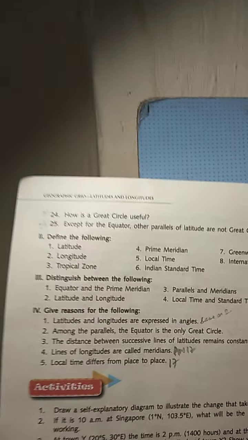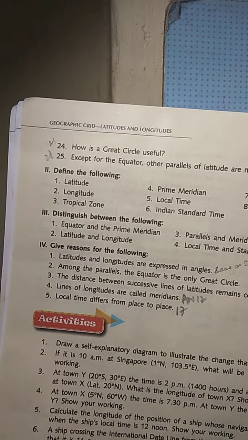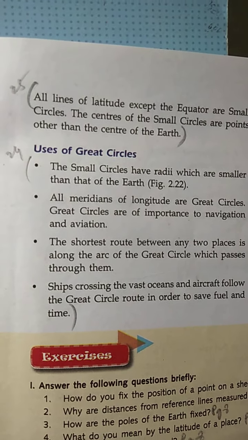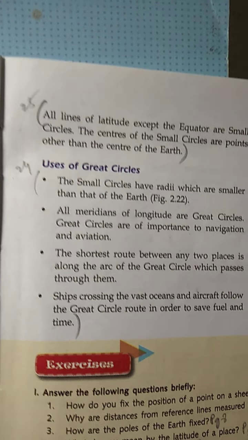The next question is, how is a great circle useful? The answer is given on page number 21. You can see the uses of great circles given. There are 4 points given. You shall have to write all the 4 points.